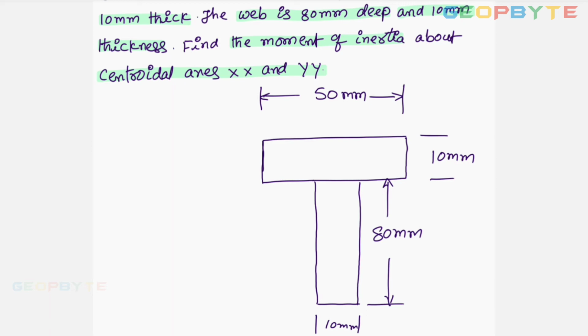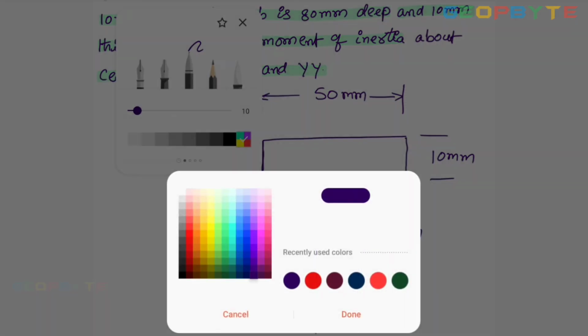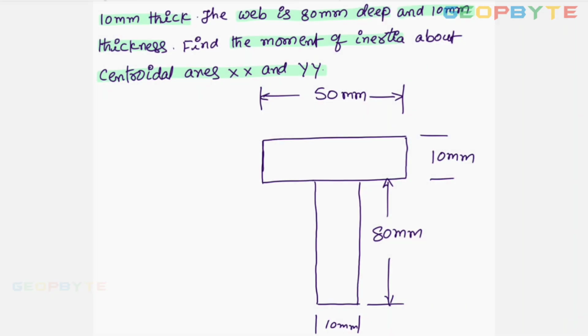Given data. This part is called the flange. Otherwise, let me use another pen for your clarity. This is the flange and this is the web. Flange and web. This is the flange. Okay. Now let us assume this is section 1.